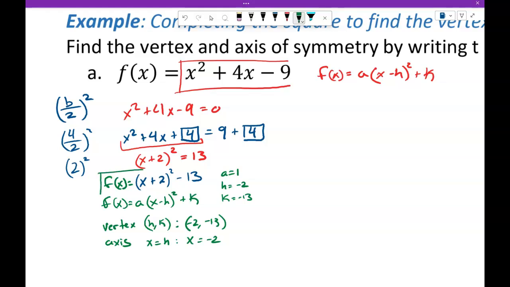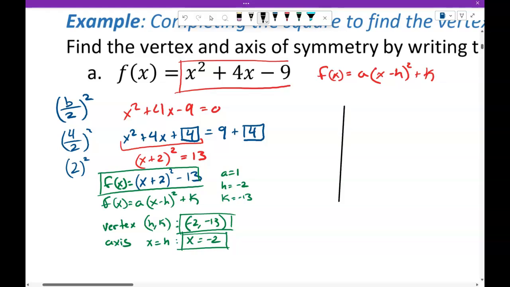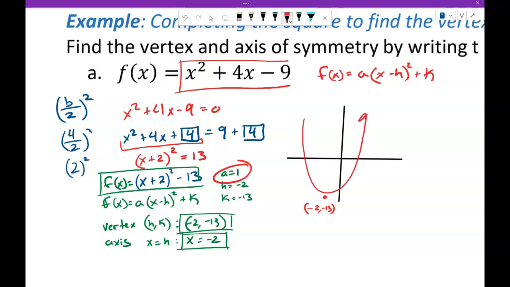So we have the standard form of the equation, we have our vertex, and we have our axis of symmetry. Let's briefly talk about some of the other features of the graph. So we know that we have a starting point at (−2, −13). And based on the leading coefficient, it has an a value that's positive, which means the parabola is going to open up. And we have an axis of symmetry that's running through the vertex.